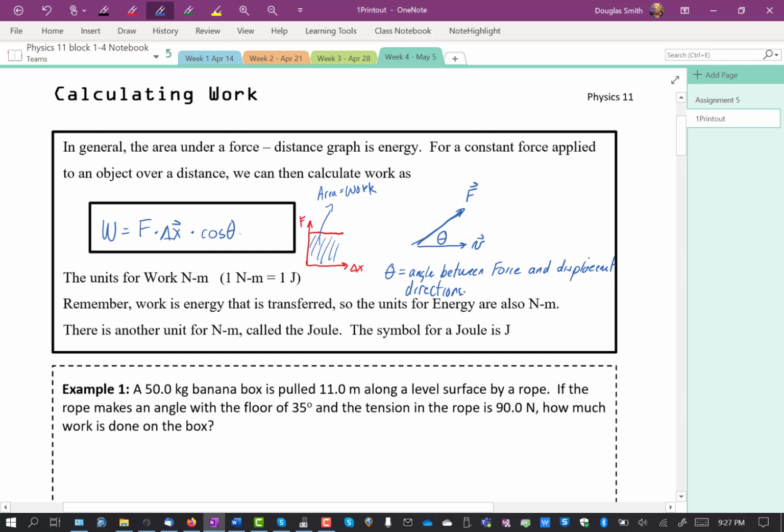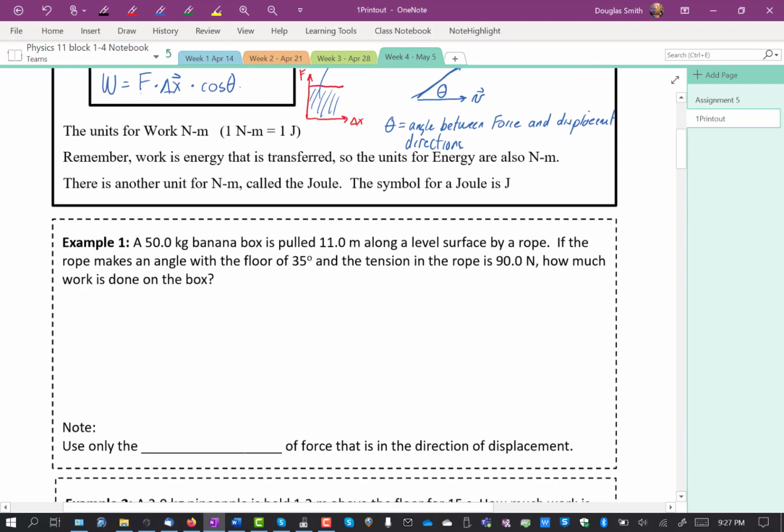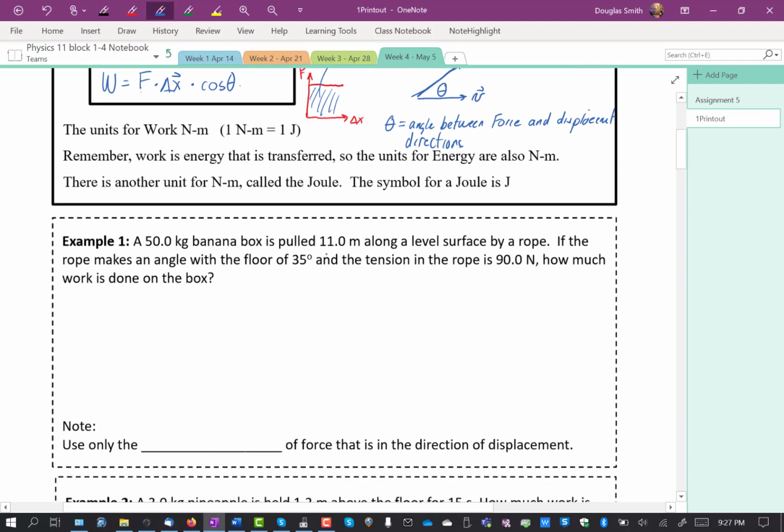Okay, the units are Newton meter, so force times distance or displacement. Force is Newton, displacement's meter, so Newton meter. And that's also a joule. Now I'm going to go through a bunch of examples to show how this works. So the first one, a box is pulled 11 meters along a level surface by a rope. If the rope makes an angle with the floor of 35 degrees and the tension of the rope is 90 newtons, how much work is done?